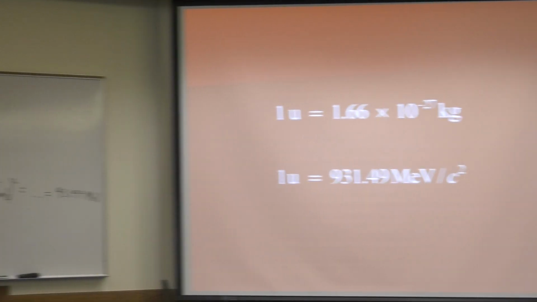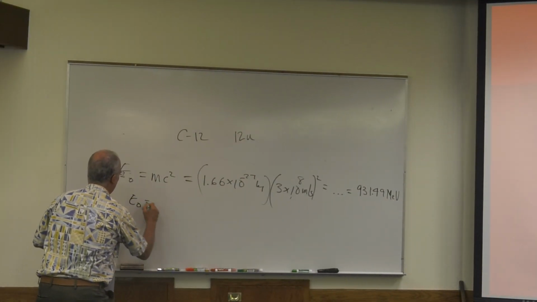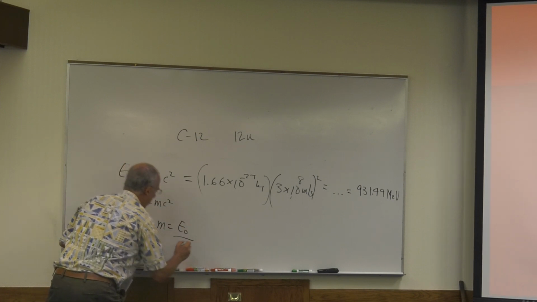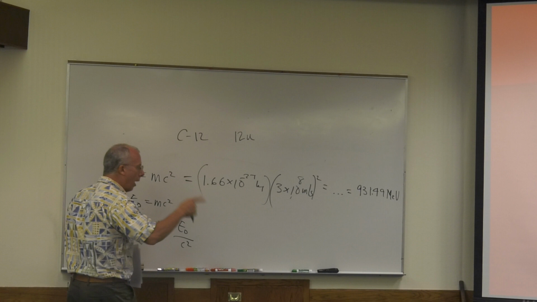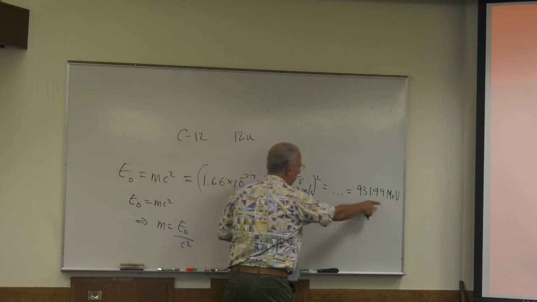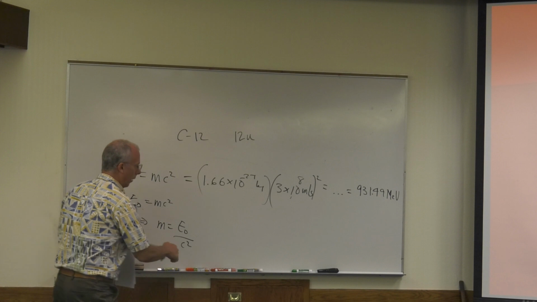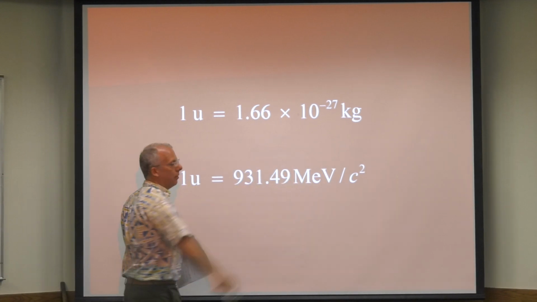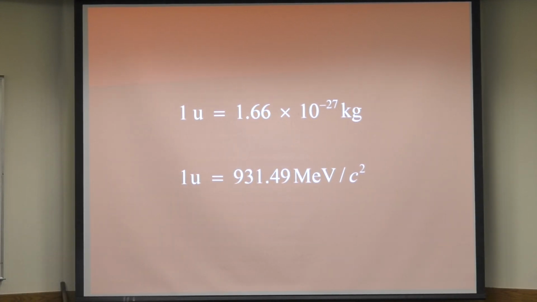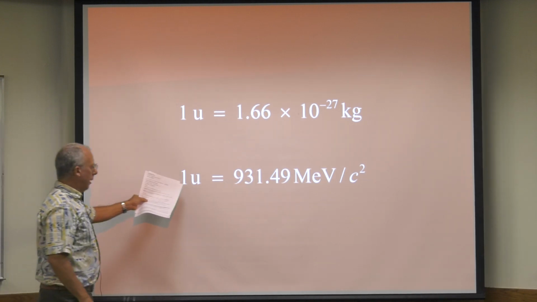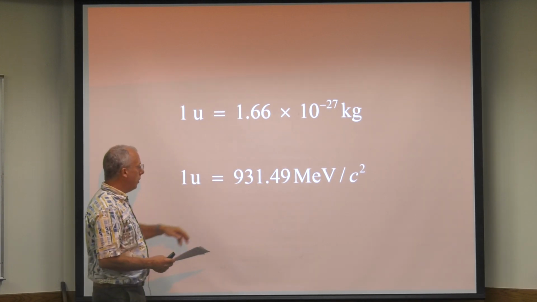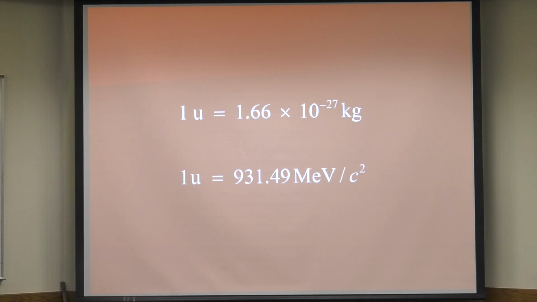Because remember, E0 equals mc squared. Therefore, m is E0 over c squared, right? So 1 U is this 931.49 MeV, divided by c squared. This is what we're going to use, and it's going to make our life easy, so we might as well do it. Just remember that. You don't have to memorize it; I'll put it on the equation sheet. So 1 U is 931.49 MeV per c squared.